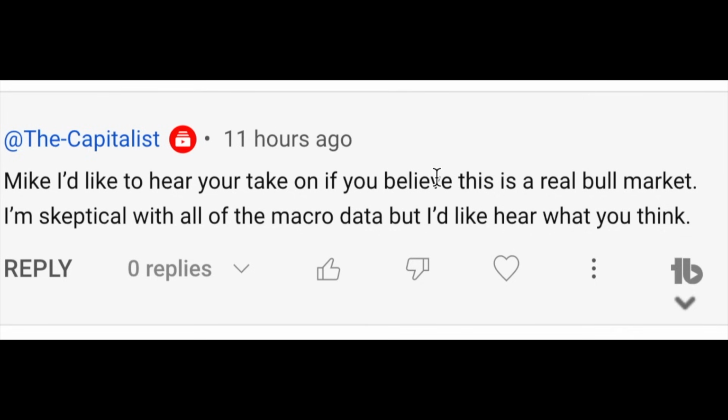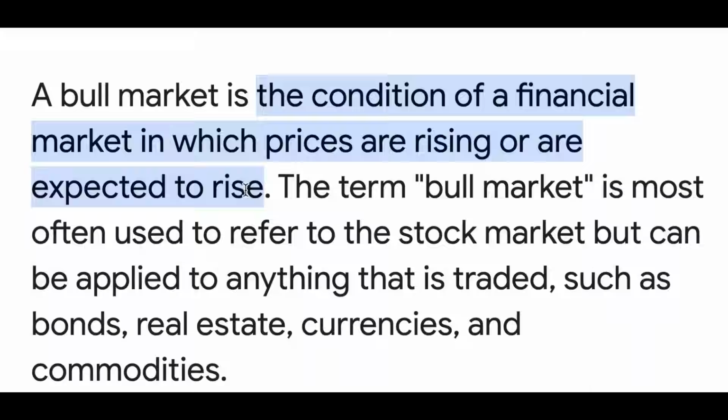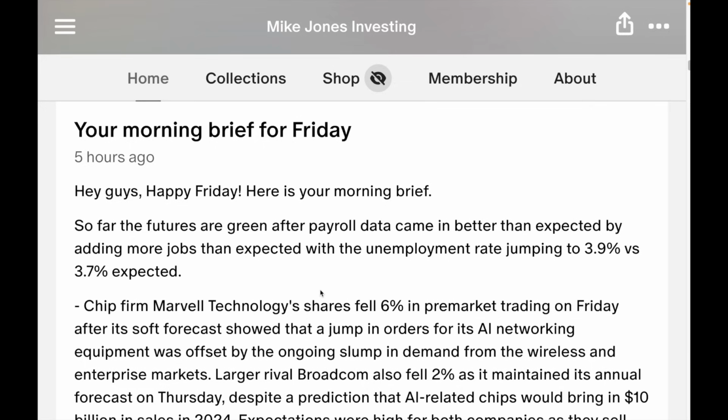I'd like to hear your take on whether you believe this is a real bull market. I'm skeptical of all the macro data, but I'd like to hear what you think. One thing I want to say right out of the gate is the simplest definition. If you Google the official definition of a bull market, the first thing that pops up is: the condition of a financial market in which prices are rising or are expected to rise. That is it. Have prices been rising? Yes. Are prices expected to keep rising? Yes. Why am I not surprised? So by definition, yes, it's a bull market, and we have a bull market way more than we do a bear market.